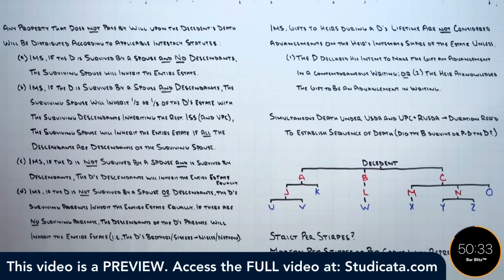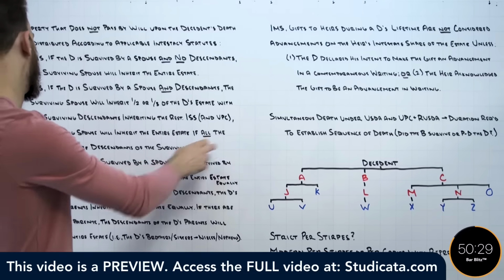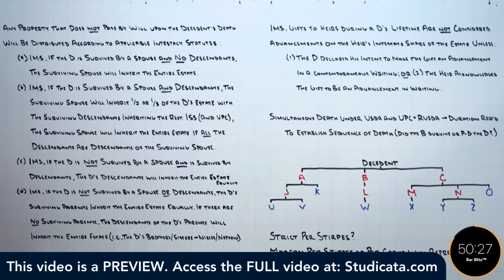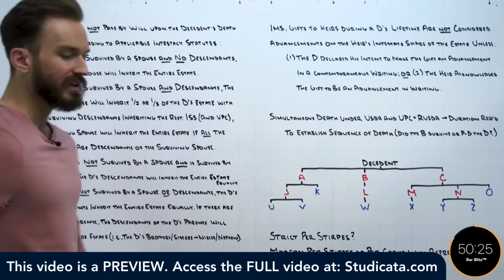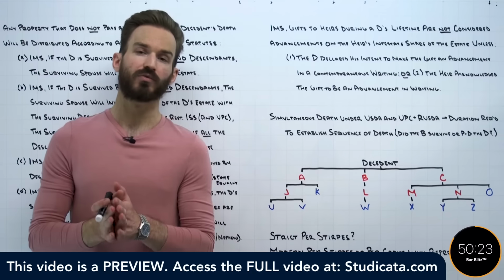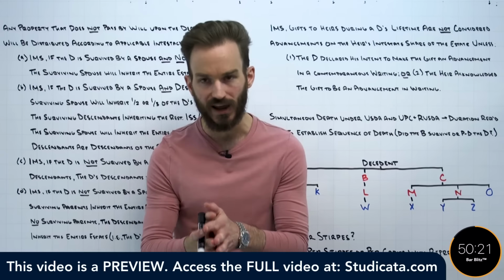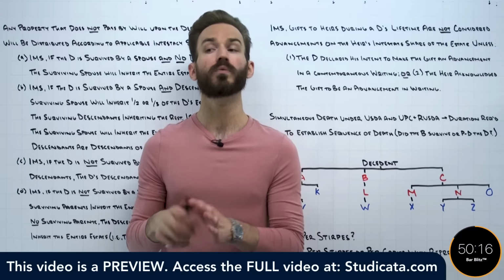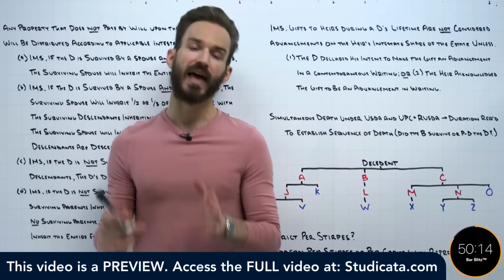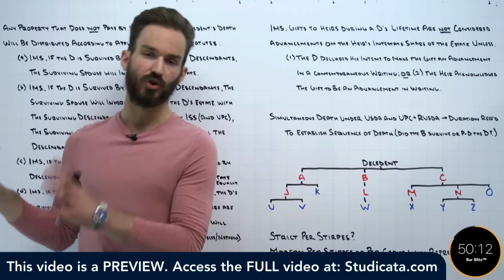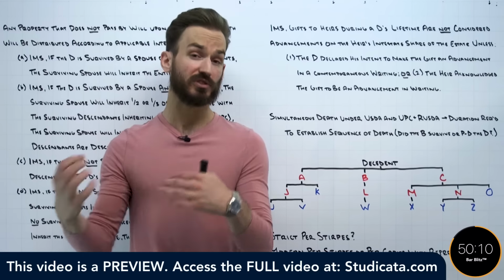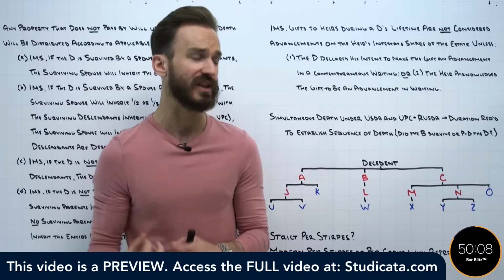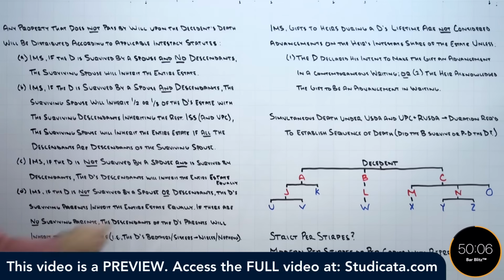So under the UPC and this approach, the surviving spouse will inherit the entire estate if all the descendants are descendants of the surviving spouse. So basically, in this fact pattern, we would need to see that the decedent has none of his own descendants, has none of his own children. He only has stepchildren. In that case, the stepchildren aren't going to inherit. The surviving spouse gets the entire estate under the UPC approach.